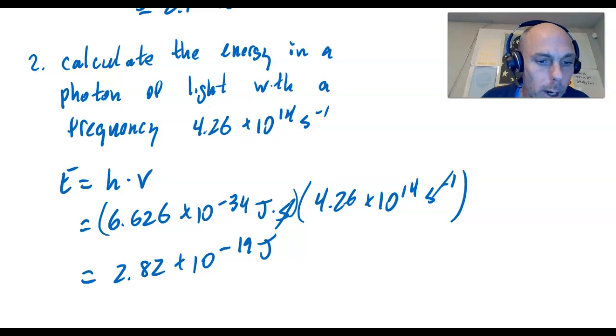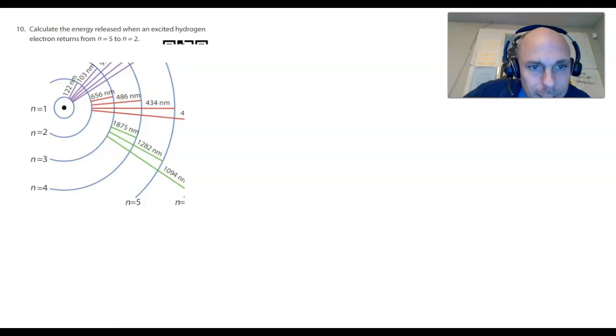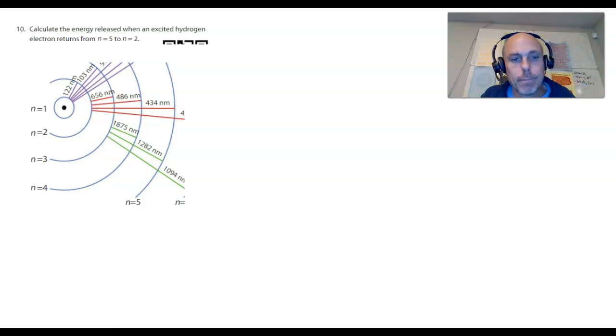All right, one more problem before we wrap this lecture up, and it's going to be review question 10 out of your book on page 282. This is a great little problem. Question 10 says to calculate the energy released when an excited hydrogen electron returns from n equals 5 to n equals 2. I copied and pasted the diagram out of our book that would allow us to do this.